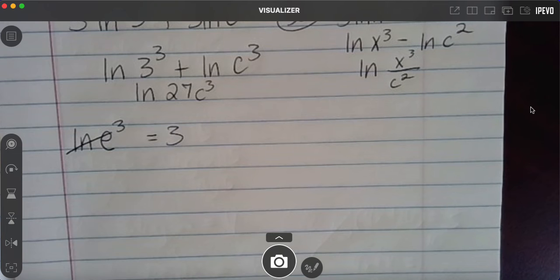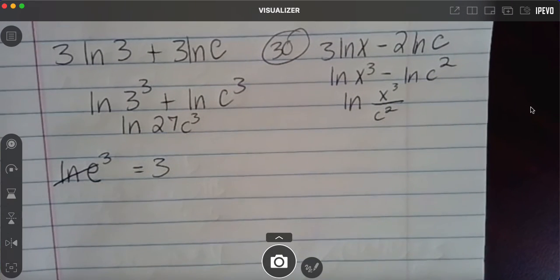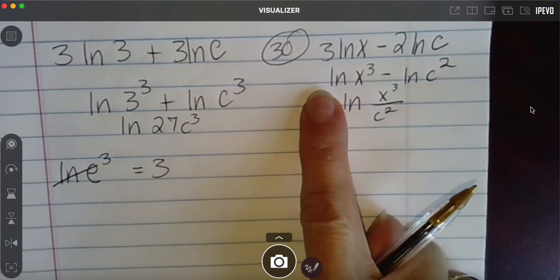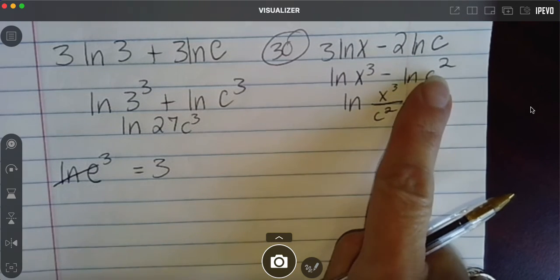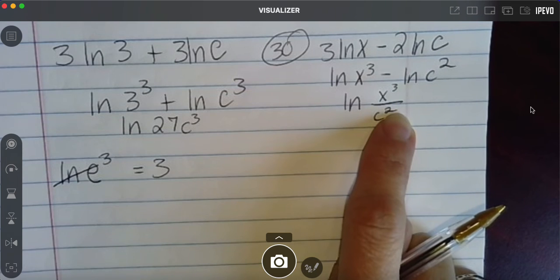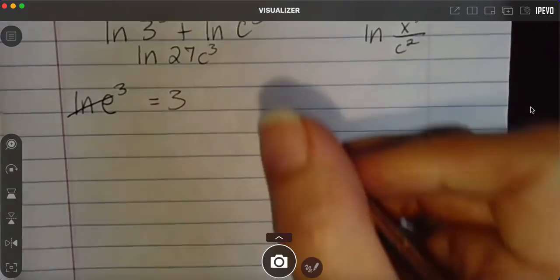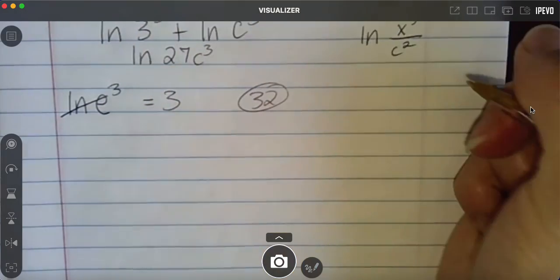Wait, so for 30, you just moved the 3 into 2? Yeah, you always remember the number out front becomes your exponent. And then when you're subtracting, you write it as division. And then when you're adding, you write it as multiplication. That's correct. Okay, 32. I know we've got 3 minutes. I'm trying to get through as many of these as I can.